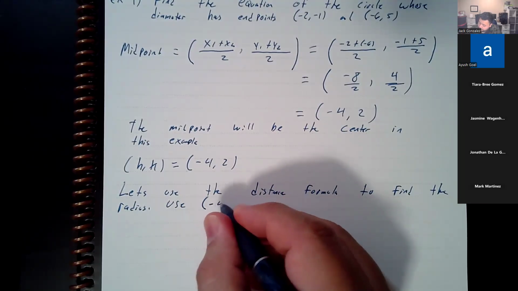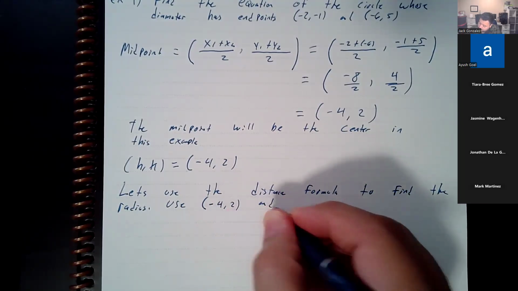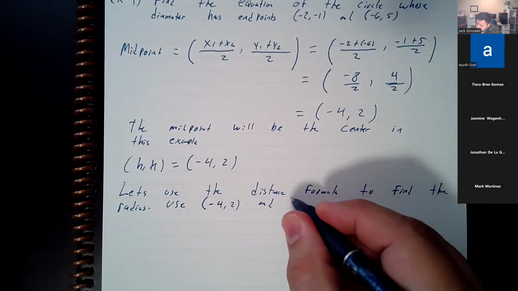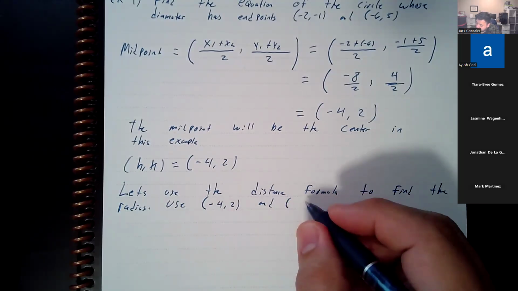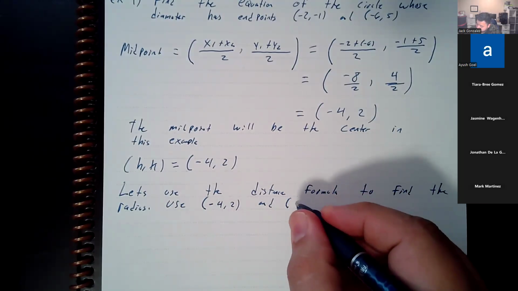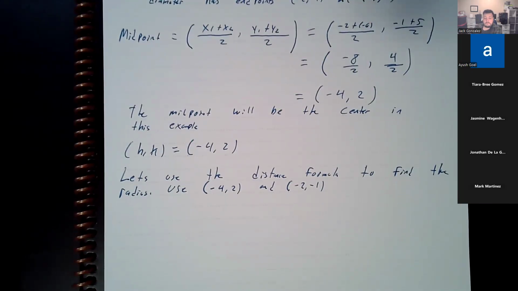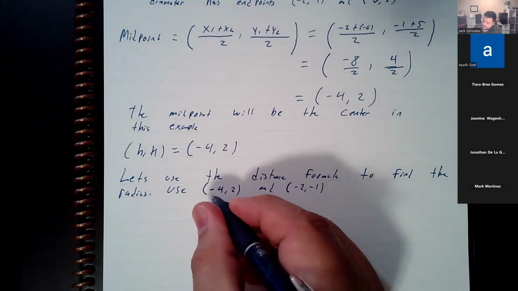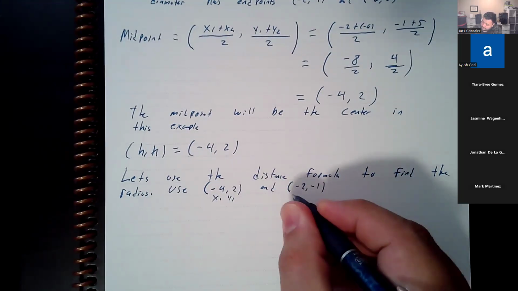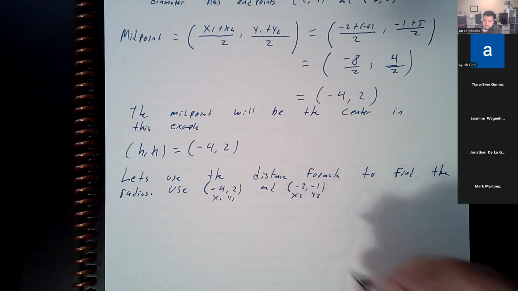Use the center and one of the edge points. Doesn't matter which. I'll use the one that's both negative. We'll call this x1, y1, x2, y2.